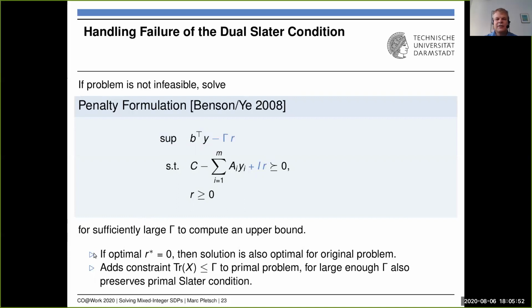If the optimal R star is not 0, then we can add a constraint that the trace of the matrix X is at most gamma to the primal problem. And if gamma is large enough, then this preserves Slater's condition. And so this problem here fulfills the Slater conditions and is therefore hopefully solved by interior point methods. So in this way, we can handle the cases where the solvers do not by themselves decide feasibility or infeasibility automatically.